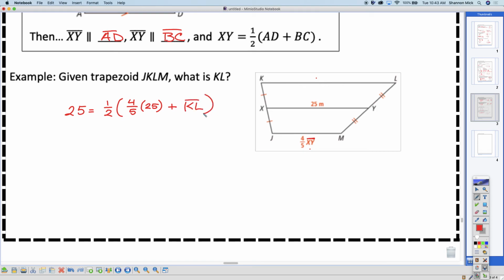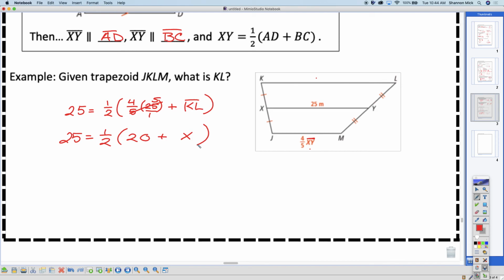So this is 25 over 1, correct? Okay, so 5 goes into 25 how many times? 5. And 4 times 5 is 20. So I have 25 equals 1/2 times 20 plus, can I call KL X? Yeah. We call it X. So now what do I have to do with it? Well, I can distribute this, but I also could multiply both sides by 2, couldn't I?